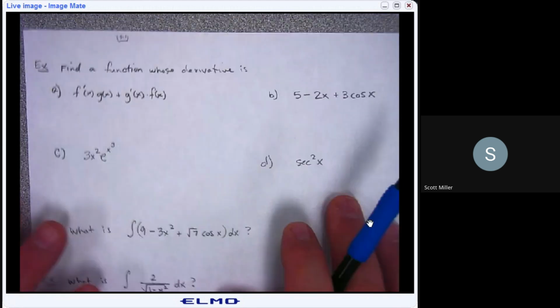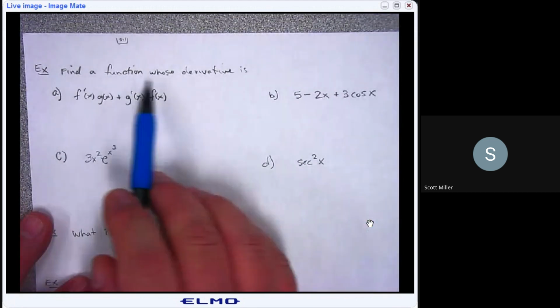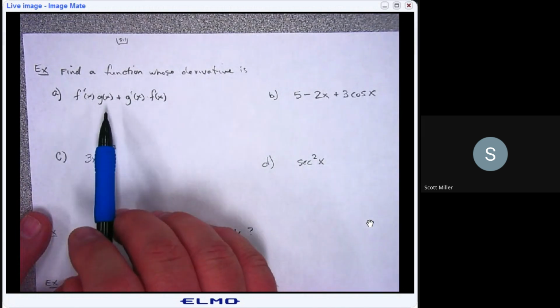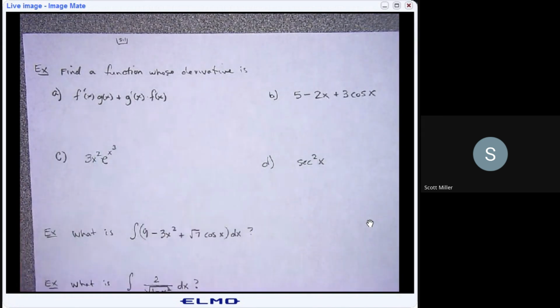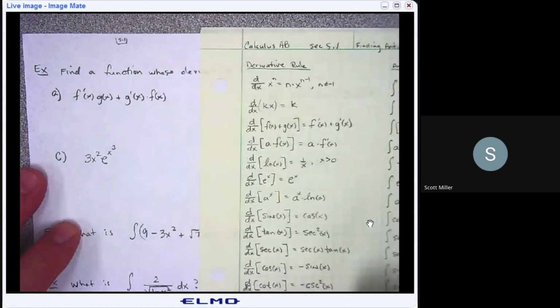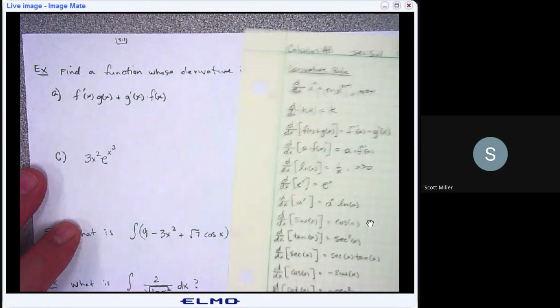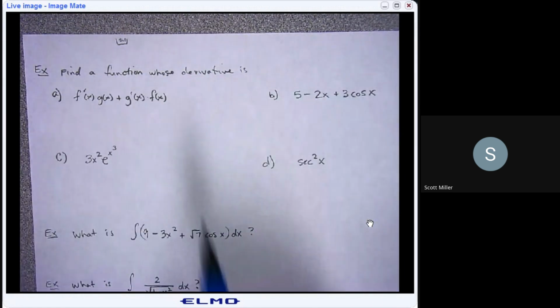Find a function whose derivative is that. Okay? So think about this. What does it look like? Again, use your derivatives to help you see it. Okay? And I don't have that one on here, but look closely at it and start noticing the pattern that you see from this one.